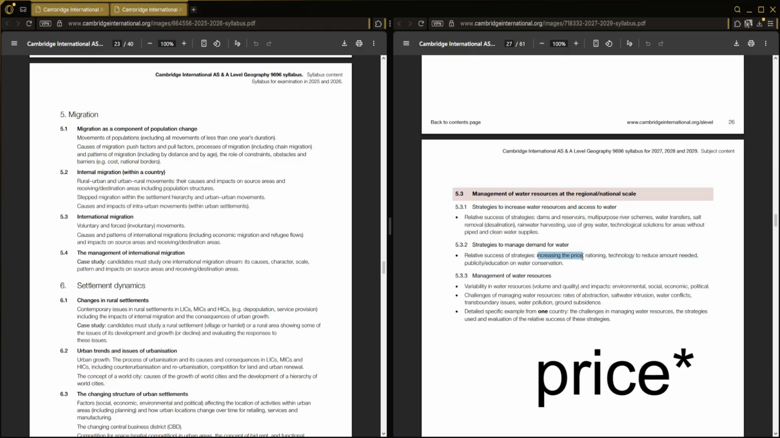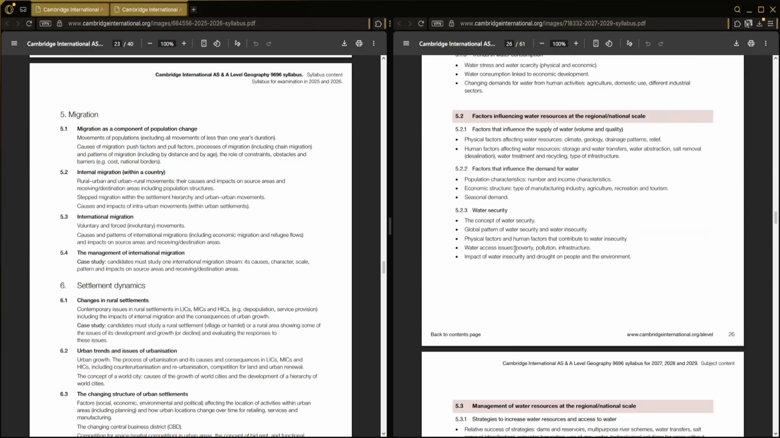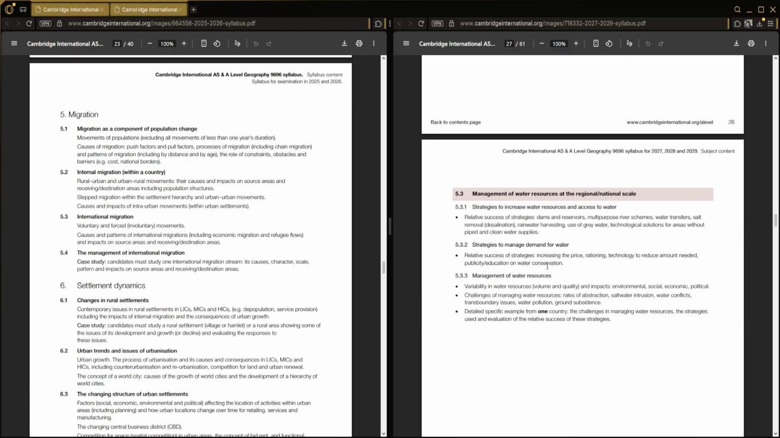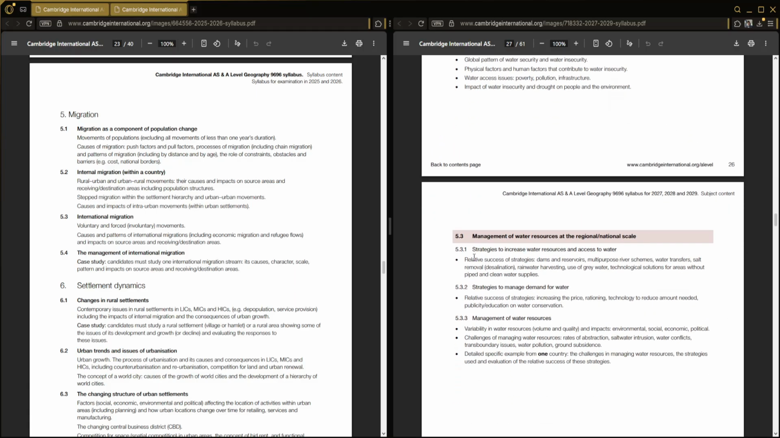Increasing the water probably leads to this issue over here, poverty for water access. So again, these are more relative success than just descriptions. Back to that effectiveness thing, it's not just descriptions, it's a relative success.